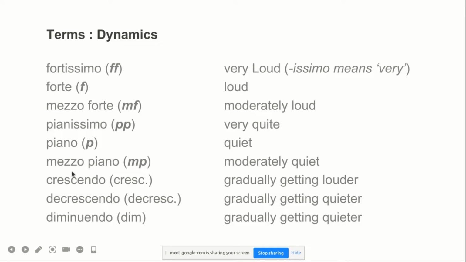And then we have crescendo. Crescendo is using the same kind of root for the word crescend, and it means gradually getting loud.